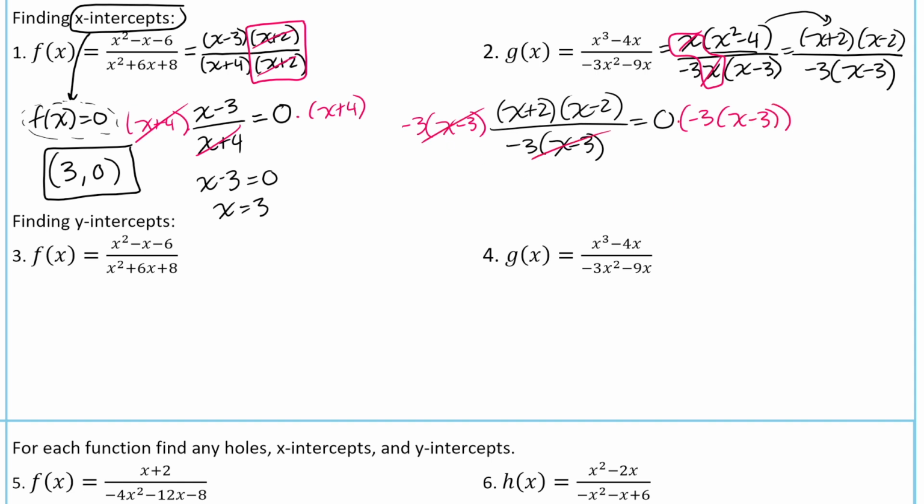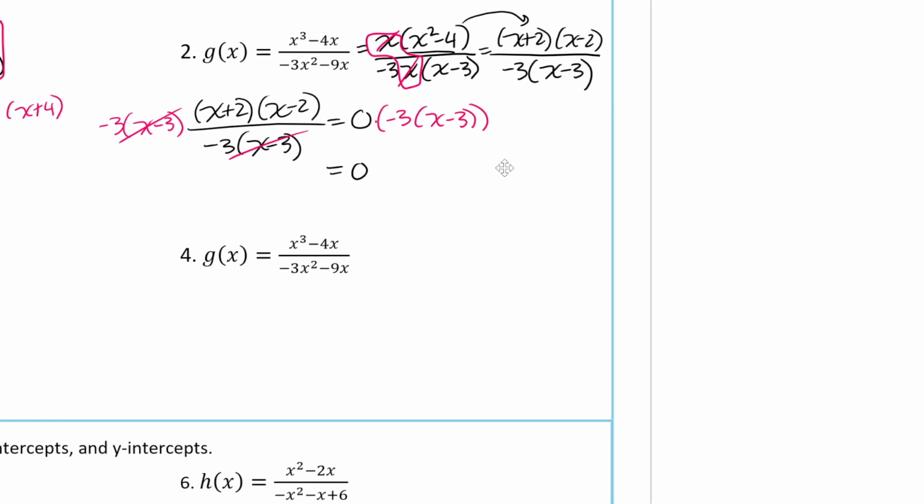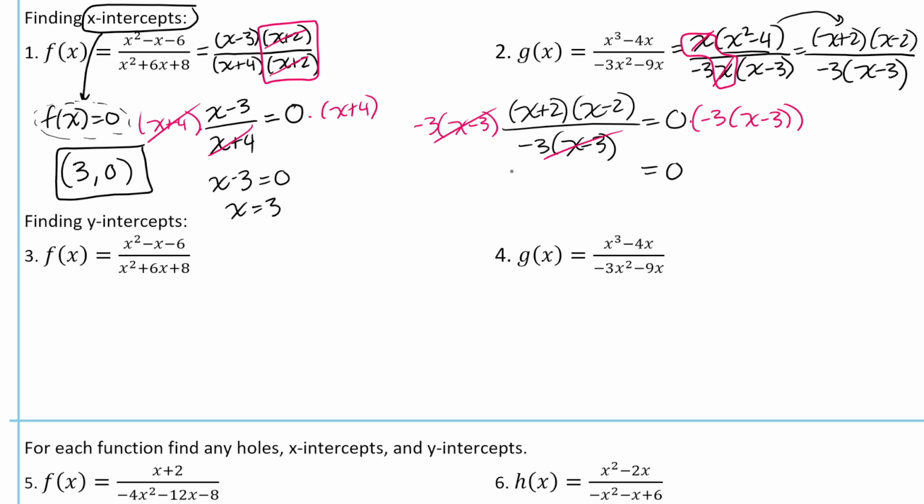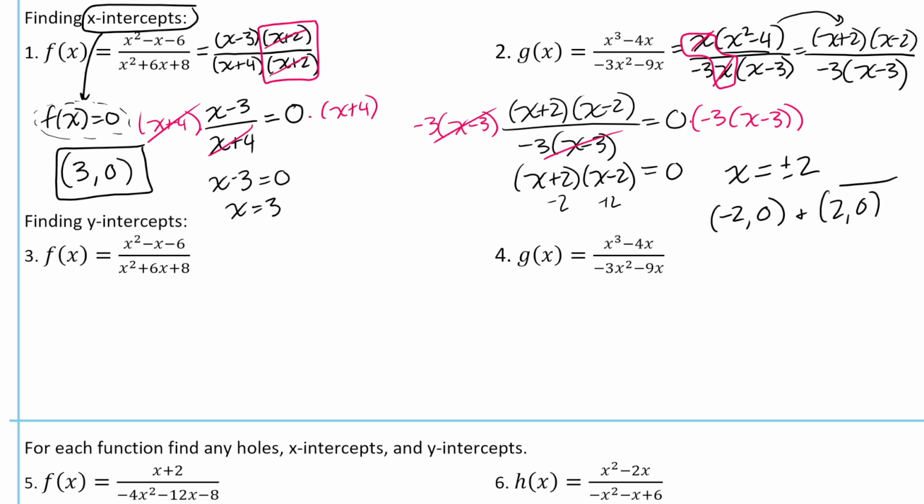And that gets rid of it. 0 times anything is still 0. And so I have x plus 2 times x minus 2 equals 0. So to solve that, we have negative 2 or positive 2. So we have two x-intercepts. We have one at (-2, 0), and we have one at (2, 0).